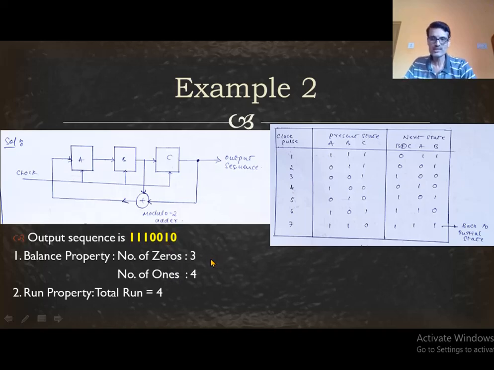How to check the properties again? Balance property. How many zeros and how many ones? The number of ones should be 4 in this case. The number of zeros is 3. See, 1, 2, 3 and 4. So the number of ones is usually 1 more than the number of zeros. What is the run property? The total number of runs is 4 consecutive combinations. Out of that, half will be with a length of 1.